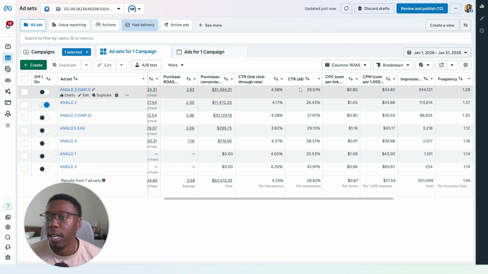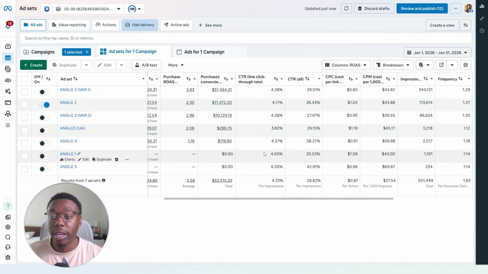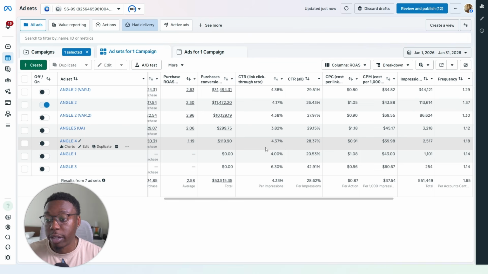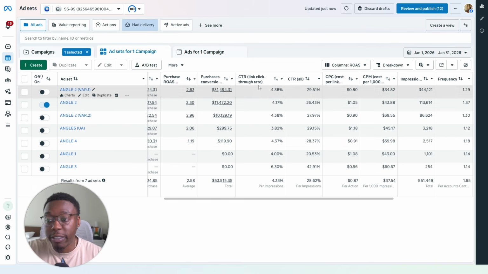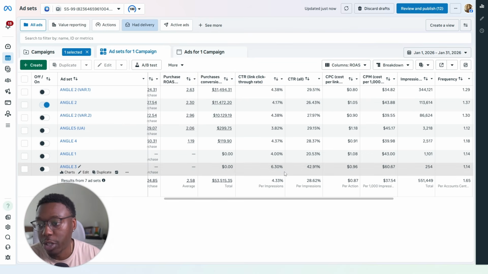CTR link click-through rate is the percentage of people that click the button, either shop now or learn more, or even the link in the ad to your website to go to your product page. So clearly those are two different intents. One is just to see more about the ad. The other, they're definitely warmer and more engaged, and likely have read most of the copy, if not all of it, and are more interested in going to your product page.